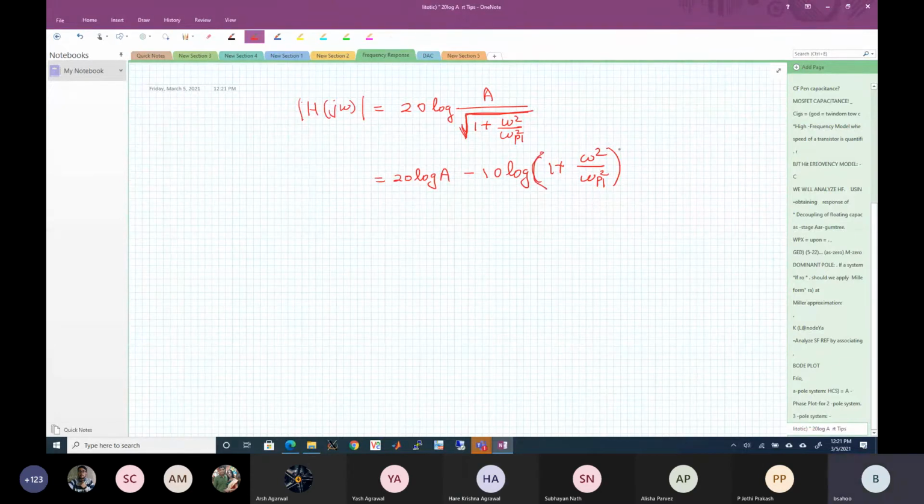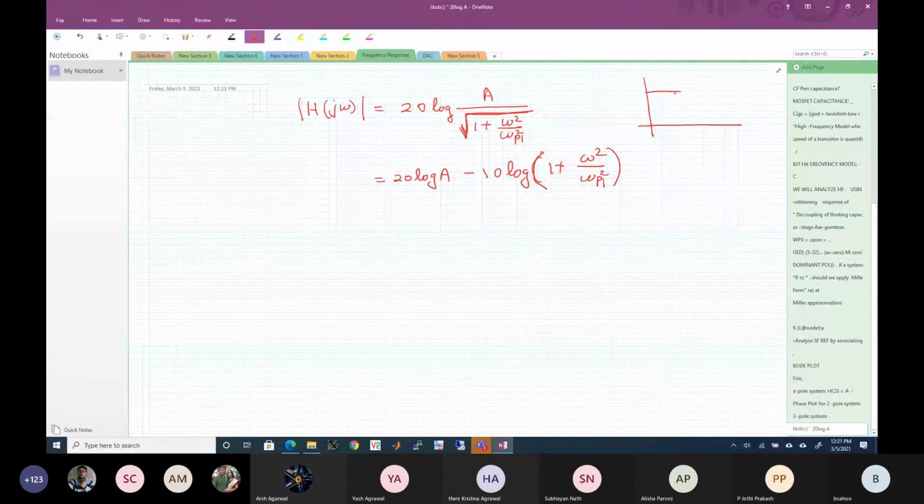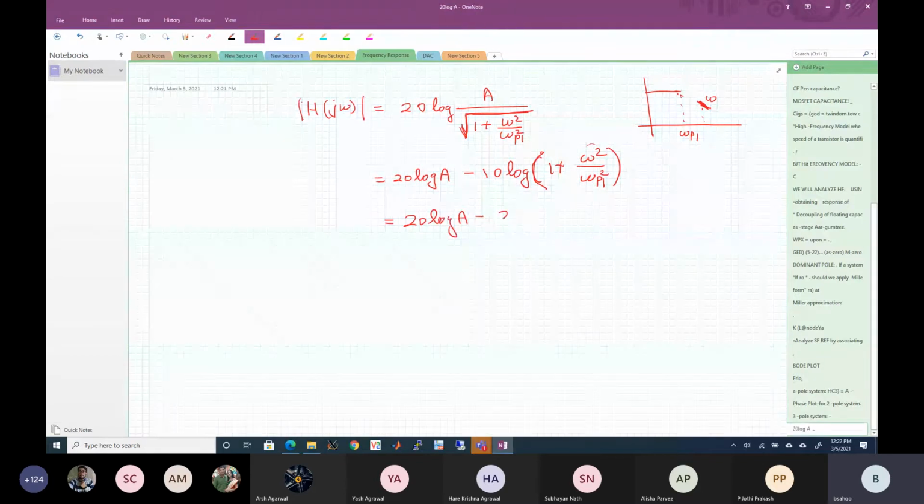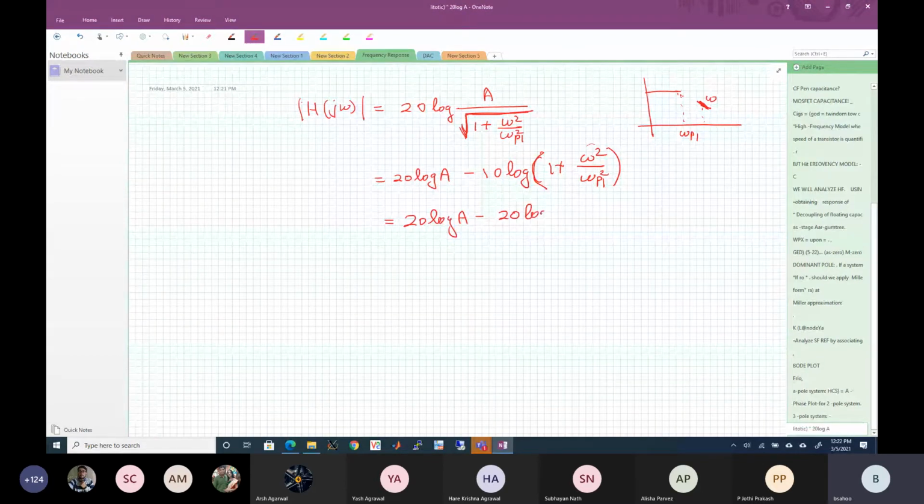Now, at omega p1, it is minus 3 dB, and after that, let us say I take a point over here, omega, and I want to find the slope at this point. So what will I do? At this point, for any such omega, this term will be greater than 1. Yes or no? The square of that. So it will be 20 log of A minus 20 log of omega by omega p1.